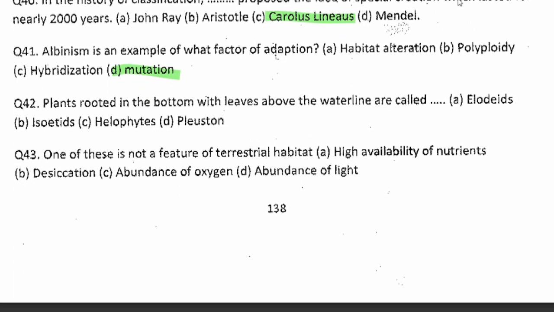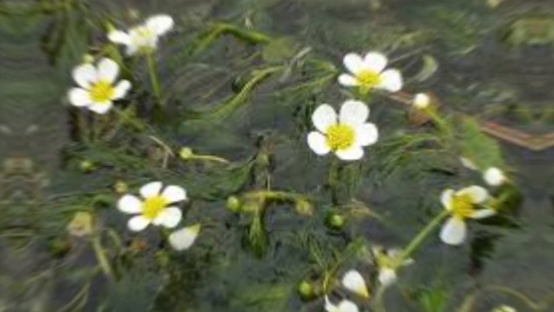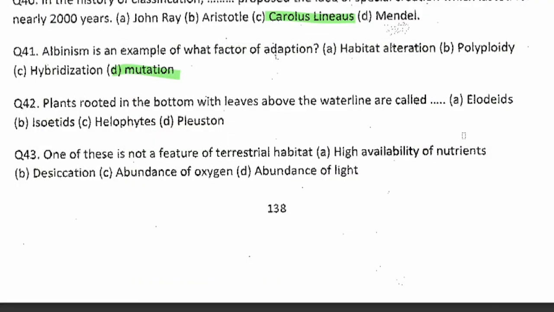The next question, question 42. Plants rooted in the bottom with leaves above the water line are called dash. There are some plants whose roots are in the bottom of the water, but their leaves are outside on the water line. So what do you call them? They are called elodeids. Take note of that, please.